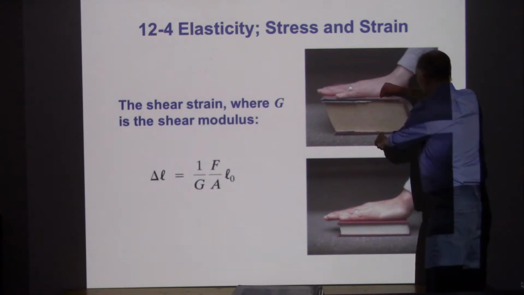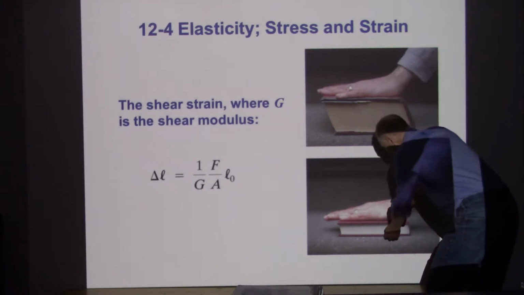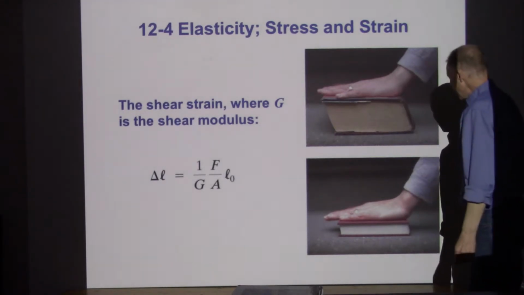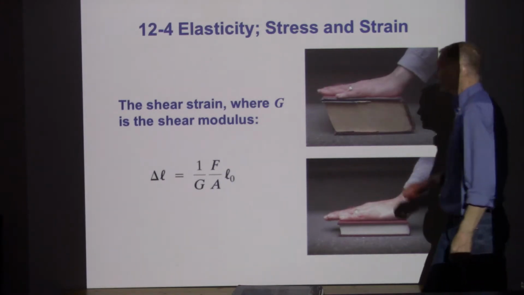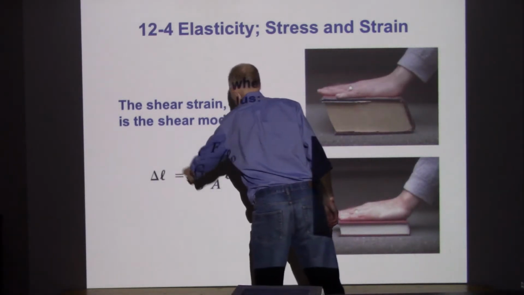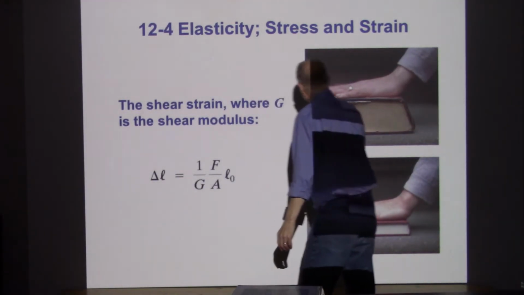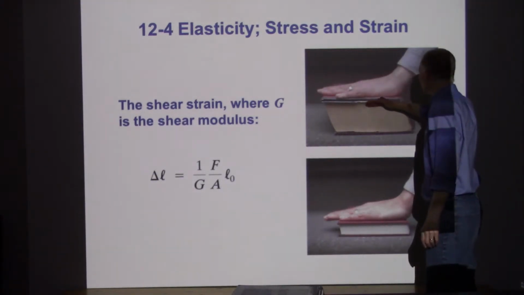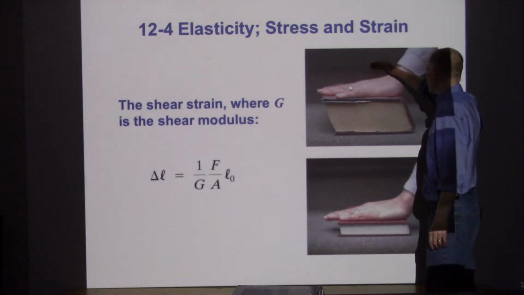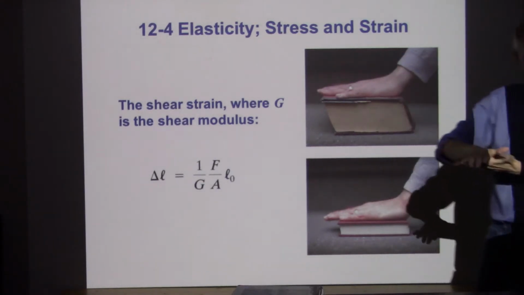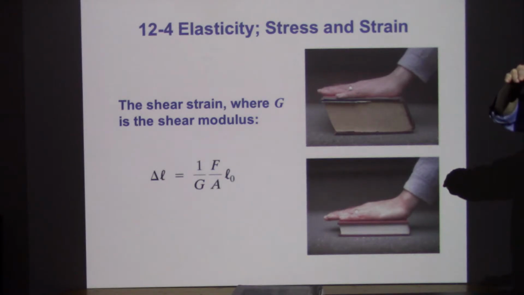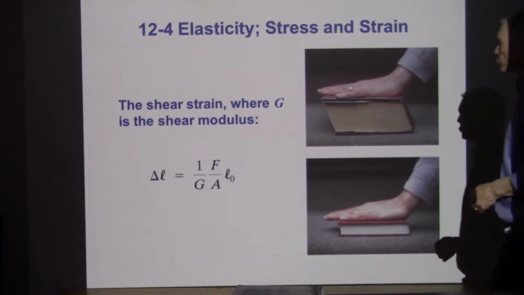The L naught would be from here to here for a shear stress. And here the L naught is shorter, and as a result, we're not seeing as much delta L. The delta L is proportional to L naught. So as this stack of pages gets thicker and thicker in a book, you're going to see the L naught going up, and the delta L would go up proportionally for the same amount of stress.